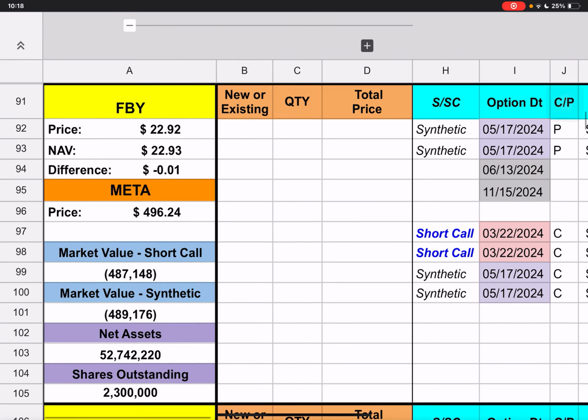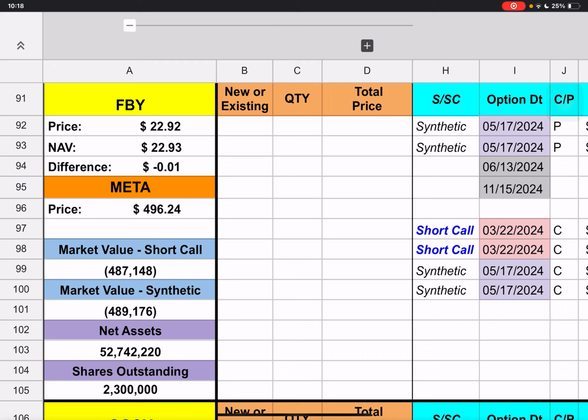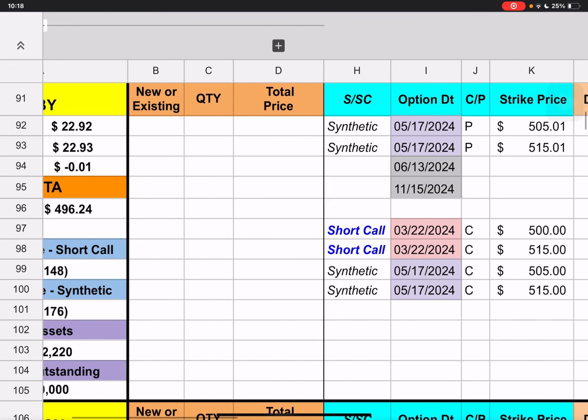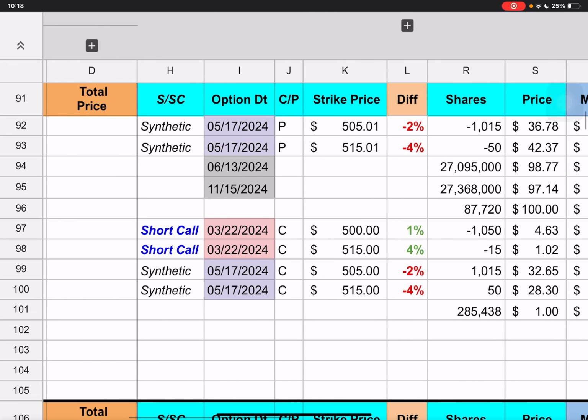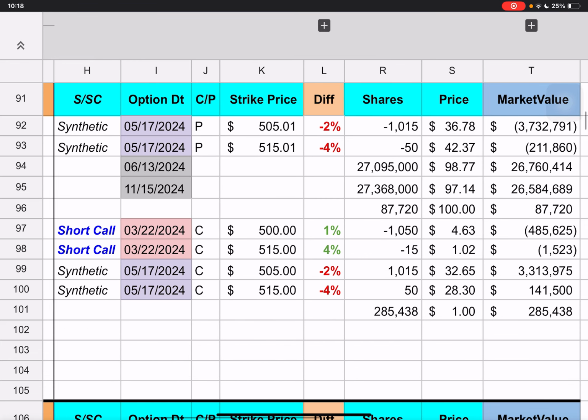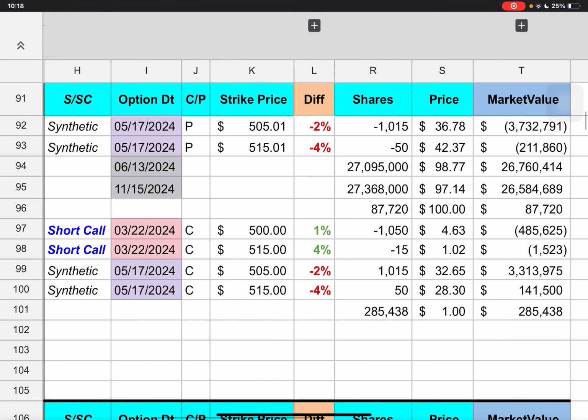If we move on down to FBY, Phoebe, our close price was $22.92. Meta closed at $496.24. We do not have any trades there to go over. We have two short calls expiring Friday with strike prices of $500 and $515, so we're 1% and 4% below those, so not too bad there.